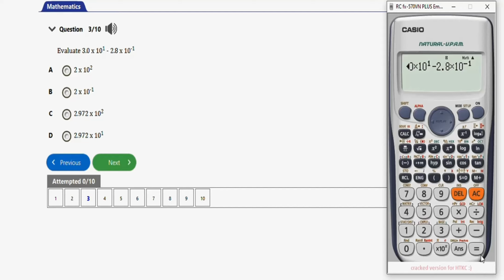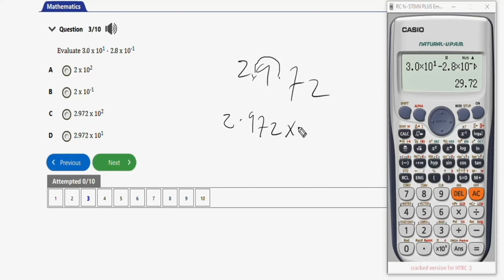Let's press equal to. So we have this in fraction. Let's put it in decimal. So we have what? 29. Let me write it down and show you how you can express this in standard form. So we have 29.72. To put this in standard form, basically you're going to move once, moving from your right to your left. So it will now be 2.972 times 10 to the power 1.